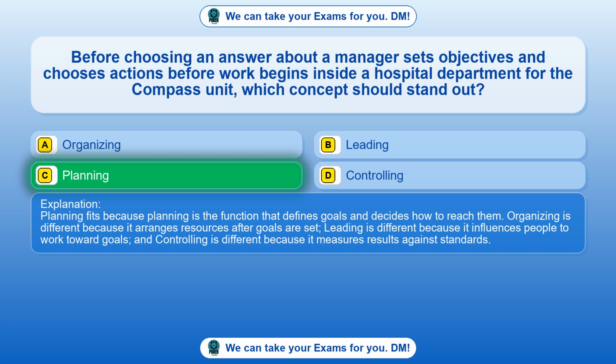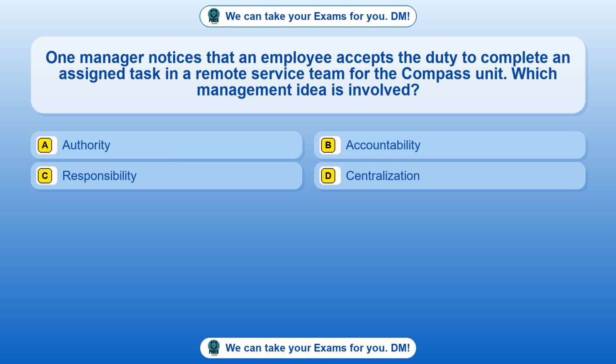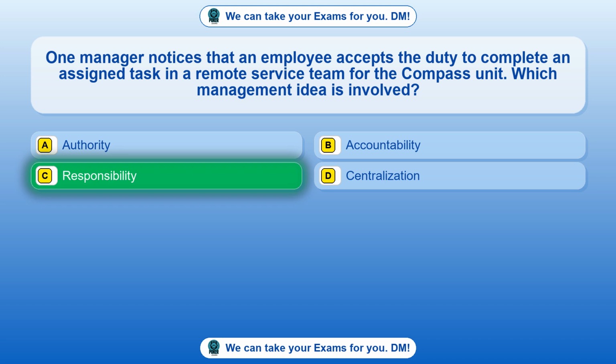standards. Question 80. One manager notices that an employee accepts the duty to complete an assigned task in a remote service team for the Compass unit. Which management idea is involved? Option A, authority. Option B, accountability. Option C, responsibility. Option D, centralization. The correct answer is option C, responsibility.